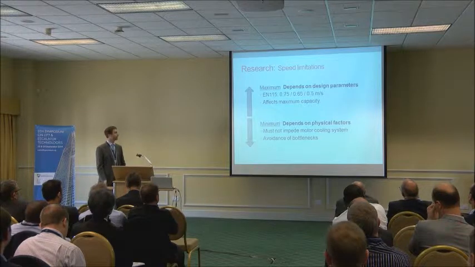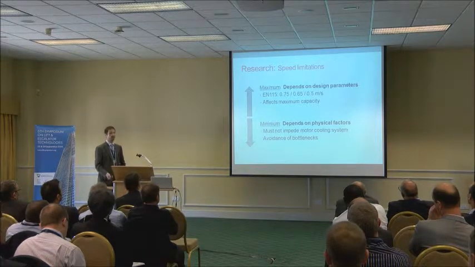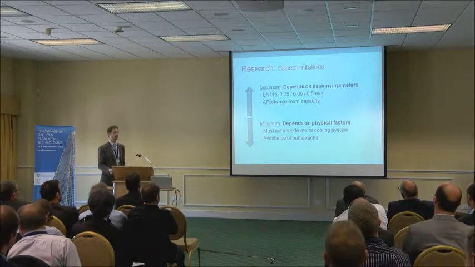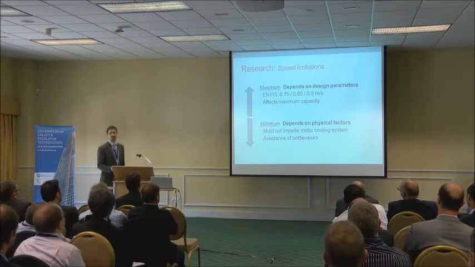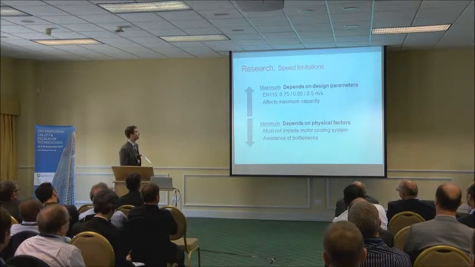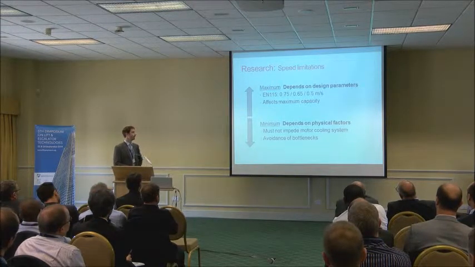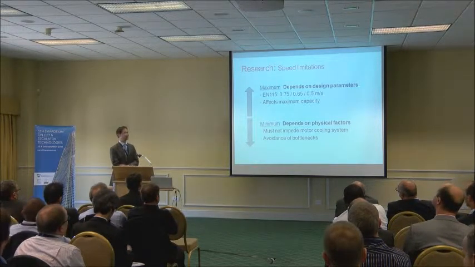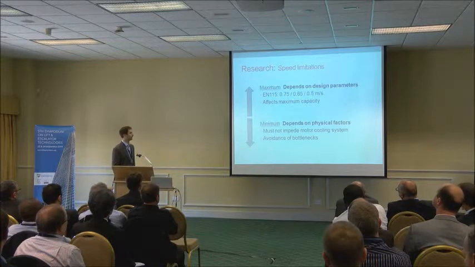The standards state, EN115 states a number of different maximum speeds, and this is largely based on the configuration of the design. On the Underground, 0.75 and 0.65 meters per second are the maximum speeds, and they're actually run at these maximum speeds at all times. So even when there's low passenger flow rates, we're still running them at full speed.